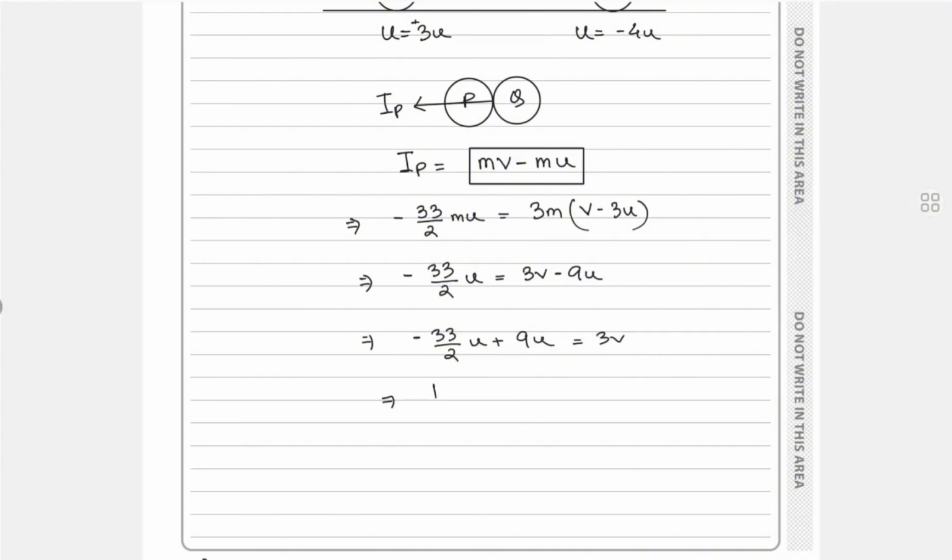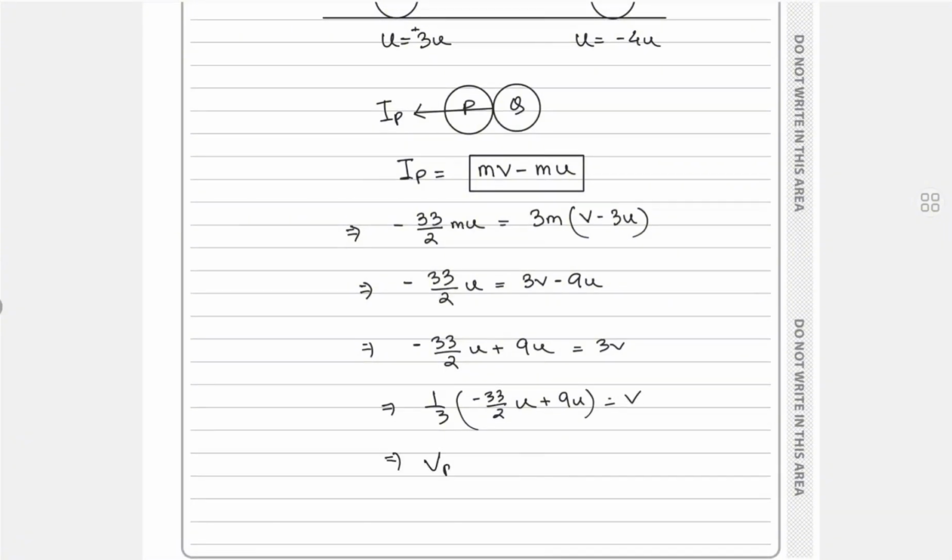Finally, it would be 1/3 of minus 33 by 2 u plus 9u. That would be v. So the final velocity of P will be minus 2.5u.